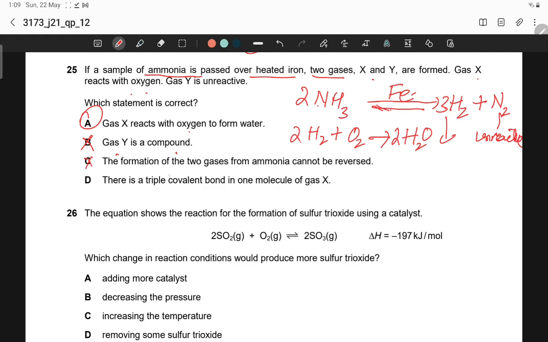So it is incorrect. There is a triple bond in one molecule of gas X. Gas X has a single covalent bond, H. So this is also incorrect. A option is correct.